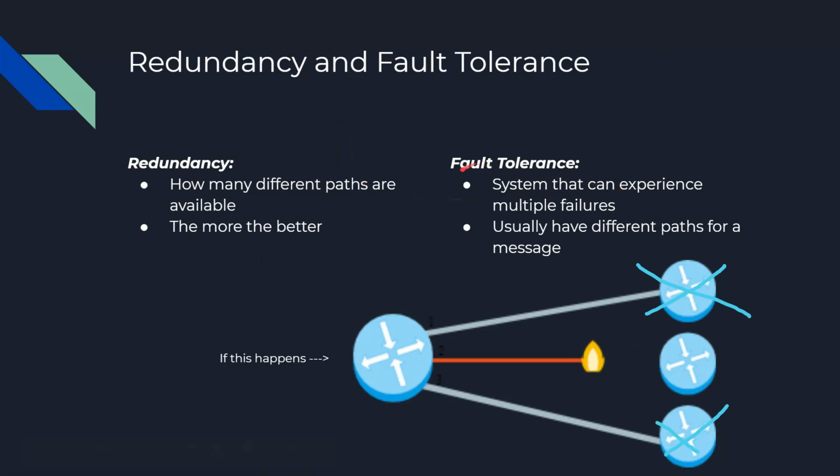Fault tolerance is a system that can experience multiple failures. Like here, this is fault tolerable. Usually, it has different paths for a message. Like here, it could go there, there, or there.